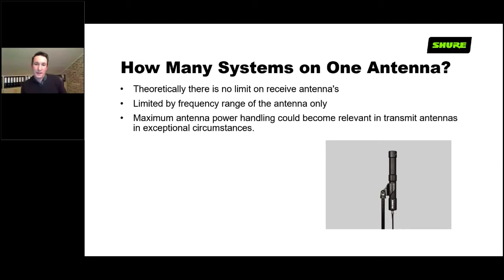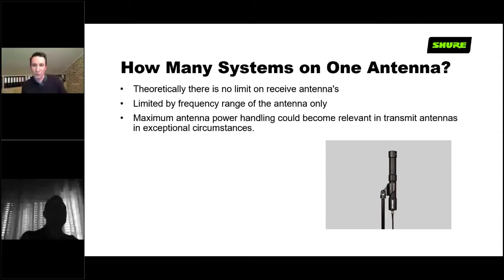In the case of transmitting systems, there are power limits to antennas. However, it's very unlikely in our industry that we easily hit those power limits on transmission. If we look at receiving systems, the chance of hitting those power limits is slim to none. So there isn't really a limitation. Theoretically, there is no limit to how many channels you can put on an antenna.